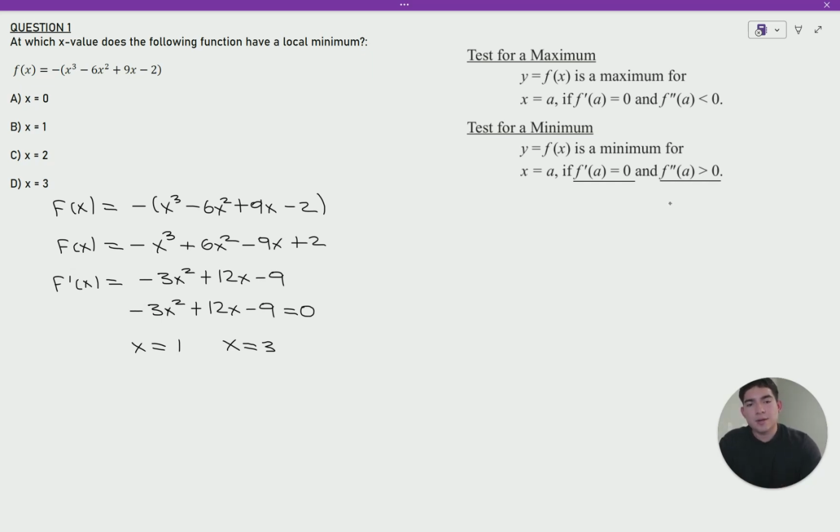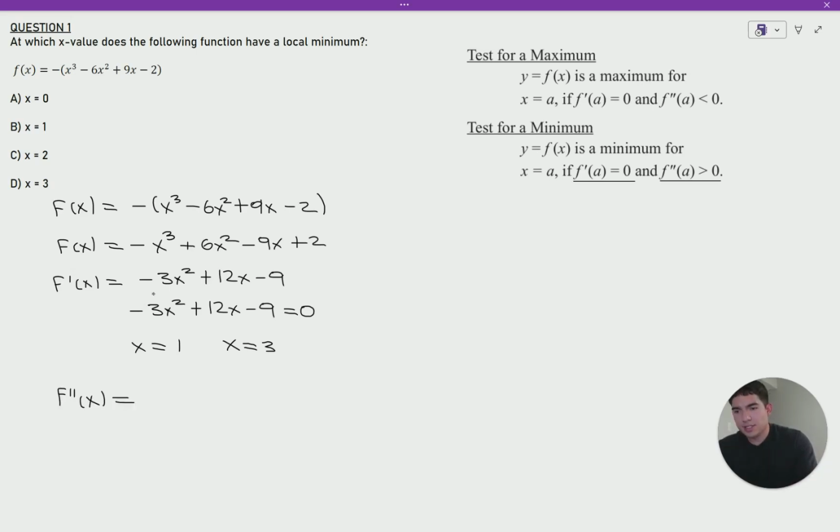As you can see, the one that meets f double prime of a is greater than 0 is the location of our minimum, and the one that meets f double prime of a is less than 0 is the location for our maximum. In this case, we're only interested in our minimum. So now our next step is to take the second derivative f double prime, plug these x equals a values into the second derivative, and whichever gives us a value greater than 0 will be the location of our minimum.